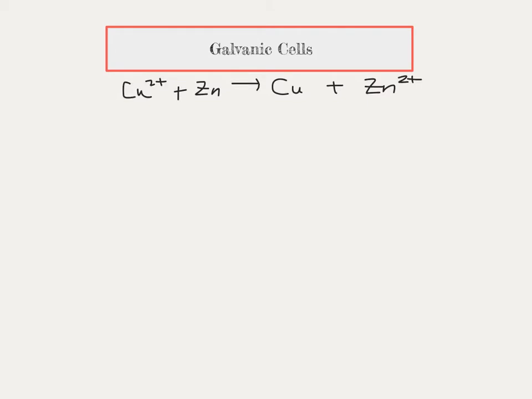Some books use a special kind of notation to denote the type of electrical cell that's going on. Basically, we'll draw a symbol to represent the contents of the beakers in the galvanic cell. So let's say we have a large beaker with zinc metal in it. Zinc metal is kind of gray, so I'm going to draw it as a thick bar.